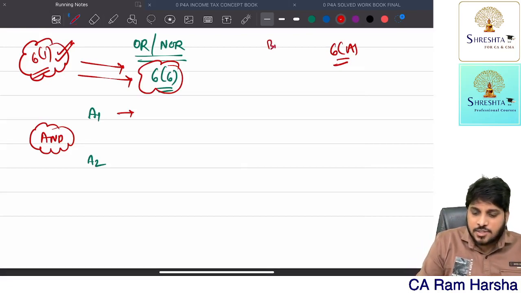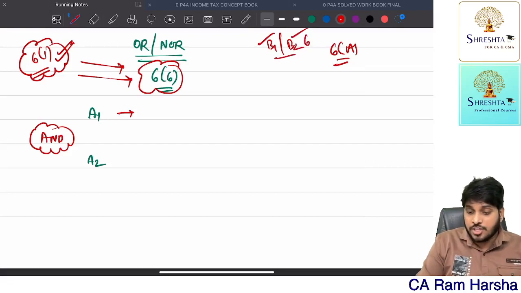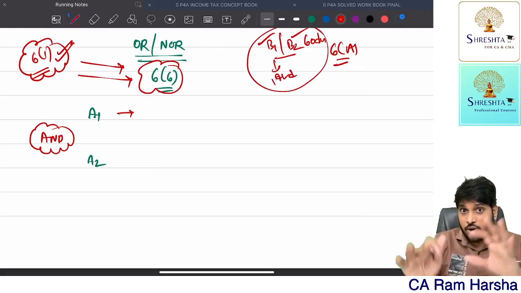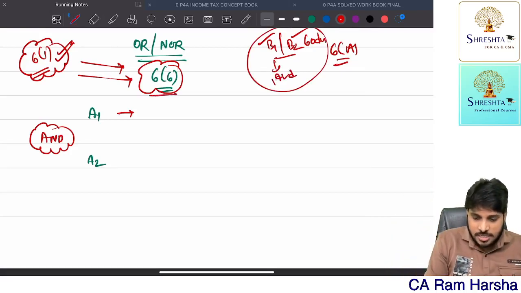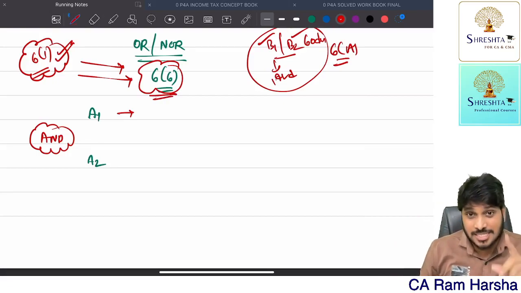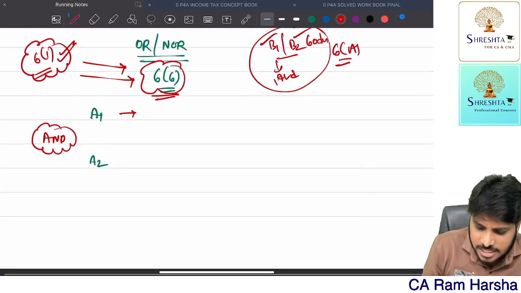Suppose a person satisfies B1 or B2, either of these two. B2 means the 60 days logic, B1 means the 180 days logic. If a person satisfies either of these two conditions, then he is a resident. Then come and check Section 6 clause 6. What is Section 6 clause 6? A1, what does it say? Additional condition.